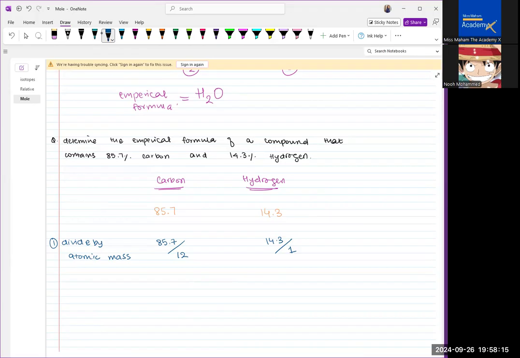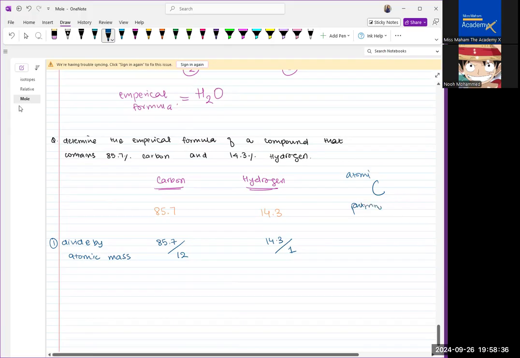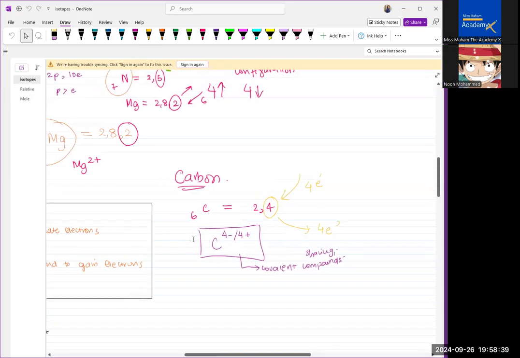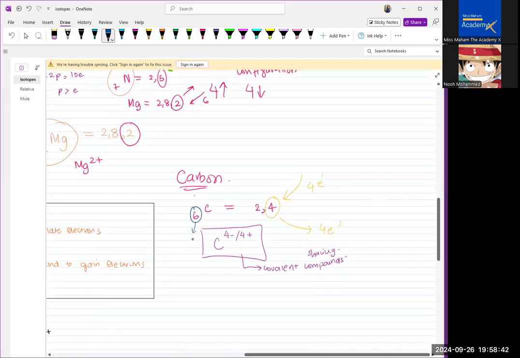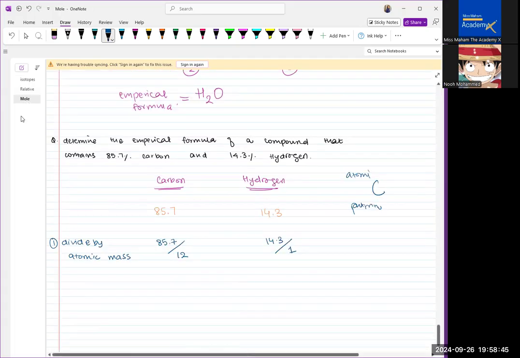Clear till the first step? Miss, where did you get 12 from? From the periodic table. In the periodic table you have carbon, and below carbon the atomic mass will be written here and the proton number will be here. Remember when we were doing isotopes and atoms? So here we have the proton number and here we have the atomic mass. These numbers, the percentage or the mass, are given by the examiner. So the first step is to divide by the atomic mass, and we've divided.